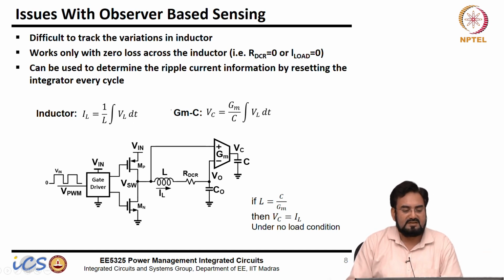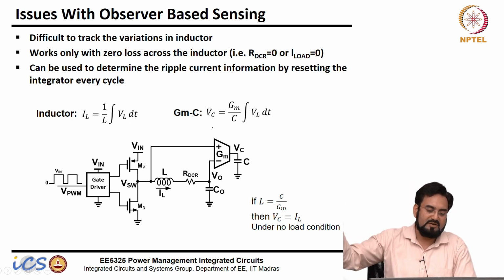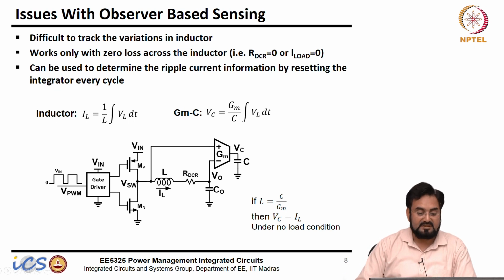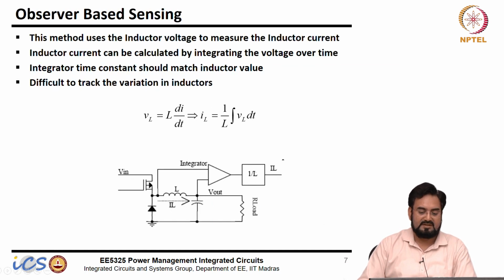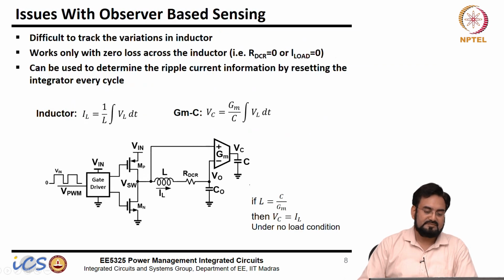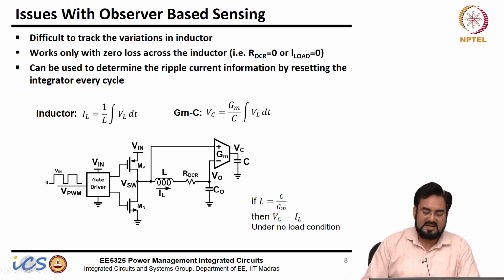So, you can use it for ripple information, and you can reset the integrator every cycle, so that it will not saturate. And if you remember, we did it by connecting a switch in parallel with this, and you reset every edge of the clock. So, you can get the ripple information, and that is also if your gain of integrator is the same as the inductor, like 1 by L. So, this condition you have to meet. Okay. So, L is nothing but C by GM. If you match this, then your ripple information you can get.